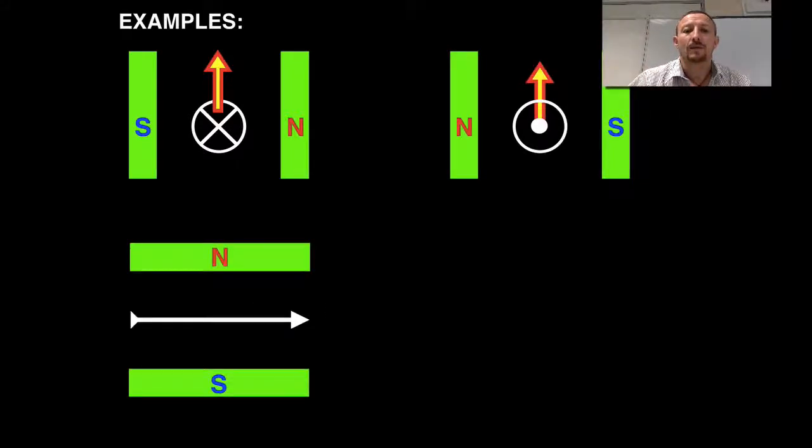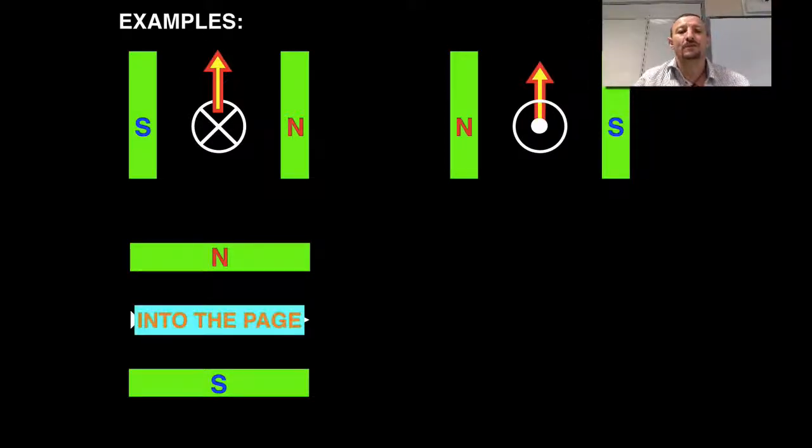Let's have a look at this one. So now our current is running in this direction. Our field line for the magnet is running from north to south. So my thumb is running from left to right, my field lines are down, which means the force is into the page.